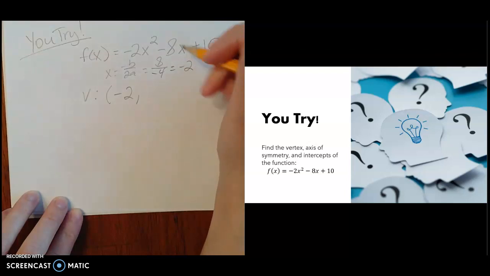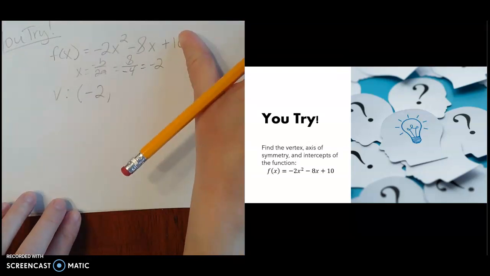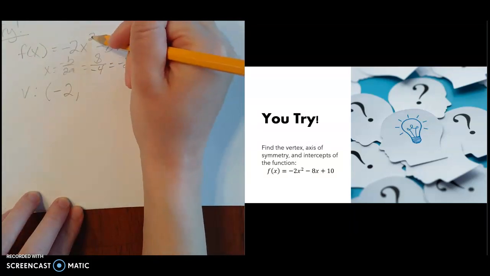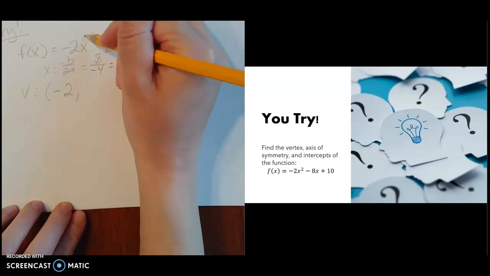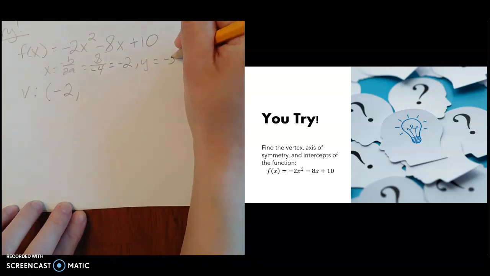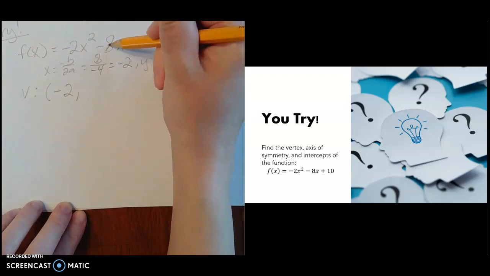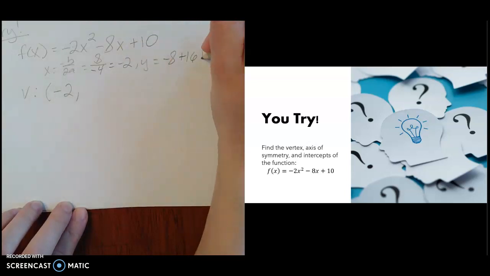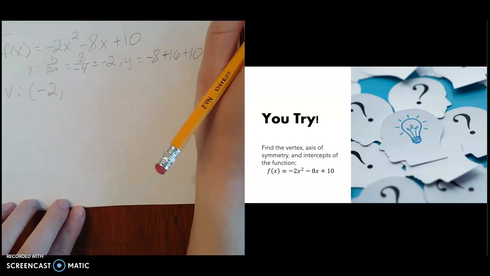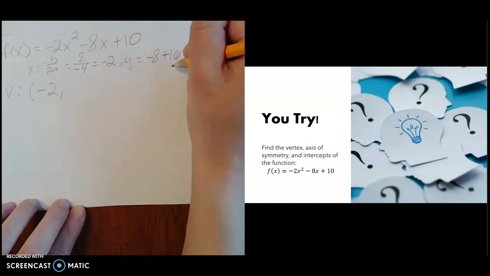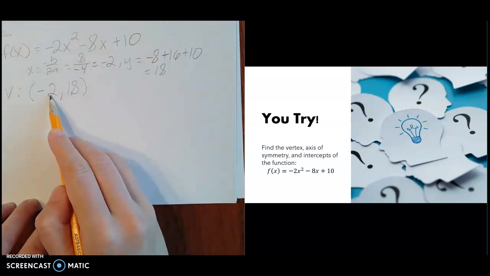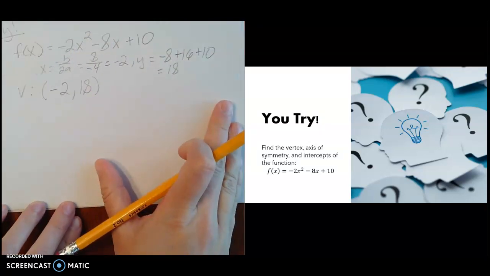The y value, all you do is just substitute it in. So let's see what that works out to be. For the y value, I would do negative 2 squared, which would be 4. And then I would take that 4, multiply it by negative 2, get negative 8. I'd have negative 8 times negative 2, which is going to give me a positive 16. And then I also have a plus 10 here. Okay? All right, from here, negative 8 plus 16 is positive 8. Positive 8 plus 10 is positive 18. So there's your vertex. The x value is negative 2. The y value is positive 18.